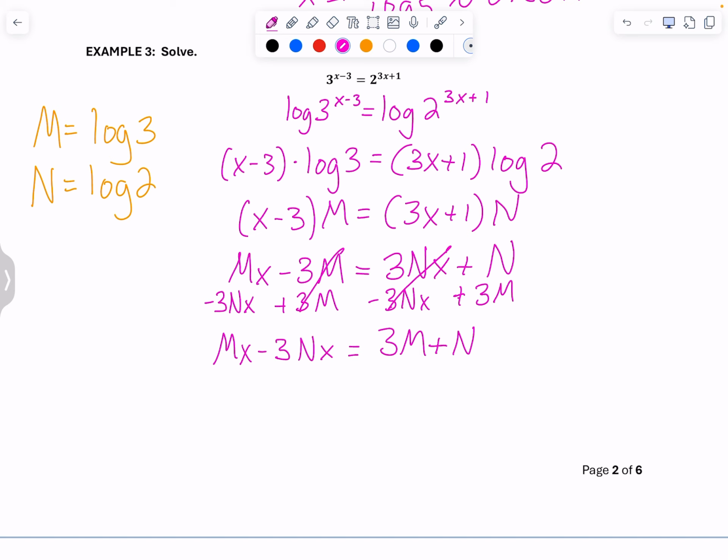Wait, how are you adding the 3m to the n? I'm not. Do you see that? I'm just putting them next to each other. Oh, okay. Yeah. So I'm not combining the like term. All I did is put it there so I could cancel the other ones. I can mark them out.